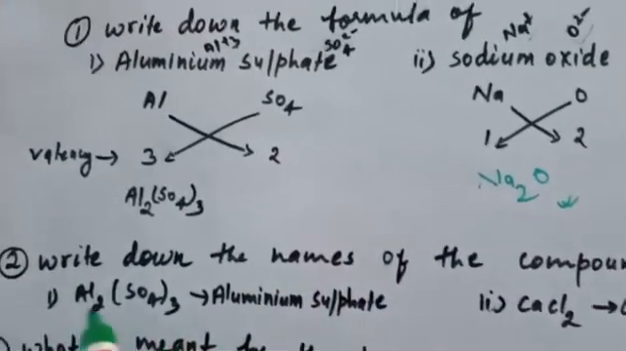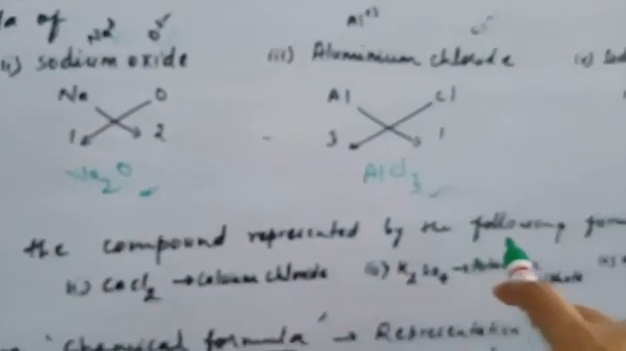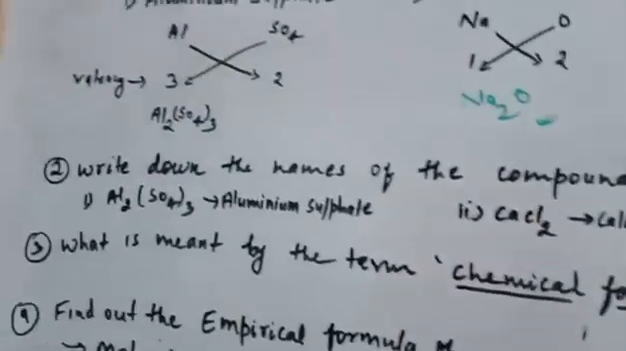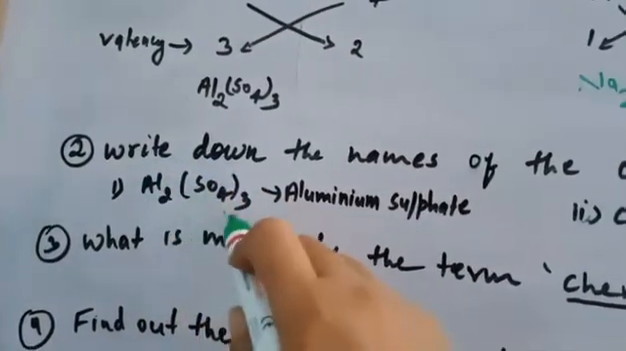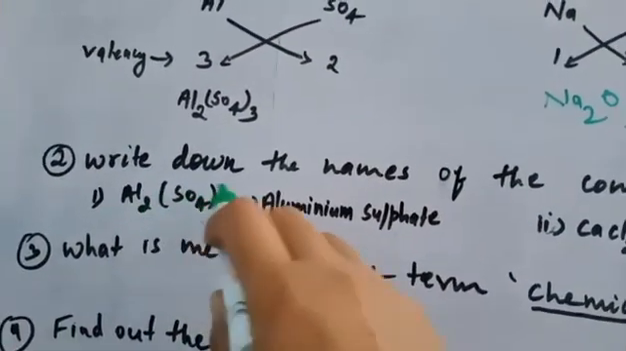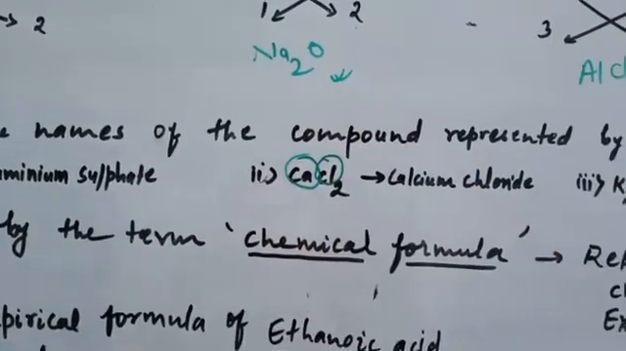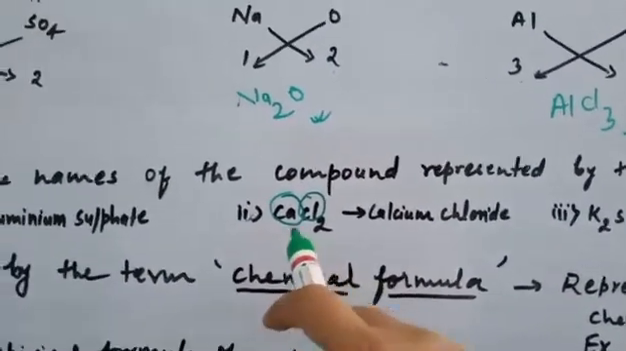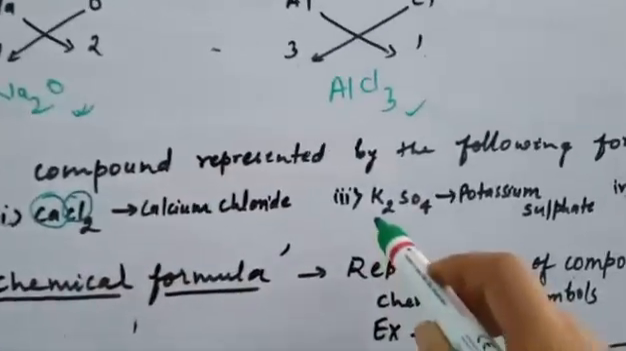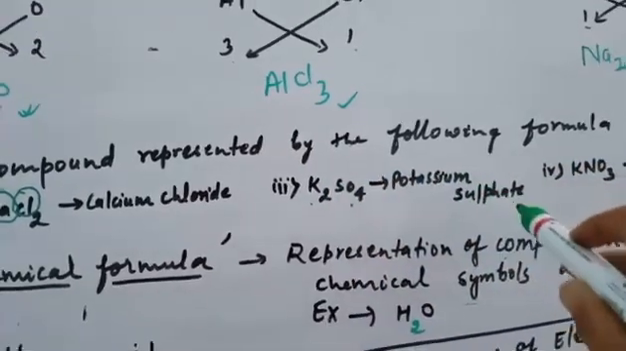Okay. Now the second question is, write down the names of the compounds represented by the following formulas. Al2(SO4)3: Al means aluminium and SO4 represents sulfate. So we'll write it is aluminium sulfate. Similarly, here it is calcium, and chlorine becomes chloride when you are writing, so calcium chloride. Then here potassium and SO4 is sulfate, so potassium sulfate.